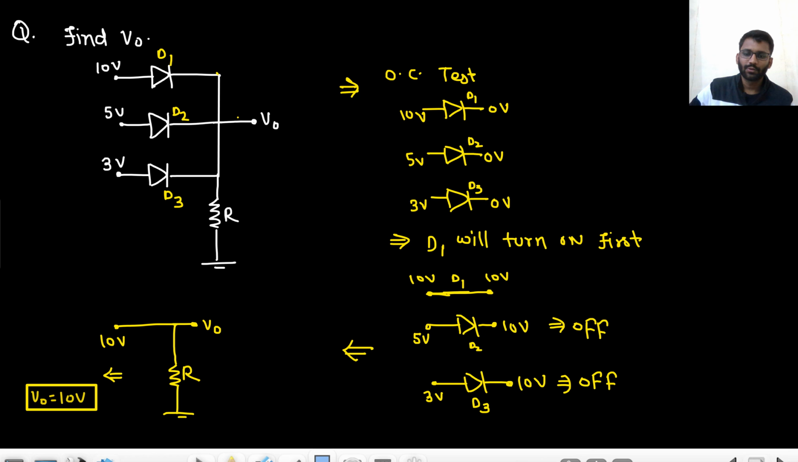Got my point? What did I do? First I consider all the diodes to be open circuited. So 10 volt here, 0 volt here. 5 volt here, 0 volt here. 3 volt here, 0 volt here. All three diodes have the capability of turning on. But what do I see? D1 has the most potential. So first I will turn that on. If I turn on D1, that means 10 volt will come here. Now 5 volt here, 10 volt here, D2 is off. 3 volt here, 10 volt here, D3 is off. So both D2 and D3 are off and D1 is on. Since D1 is on, V0 will simply be 10 volt. So whichever diode is at the maximum potential, that turns on. Got my point? Well and good.